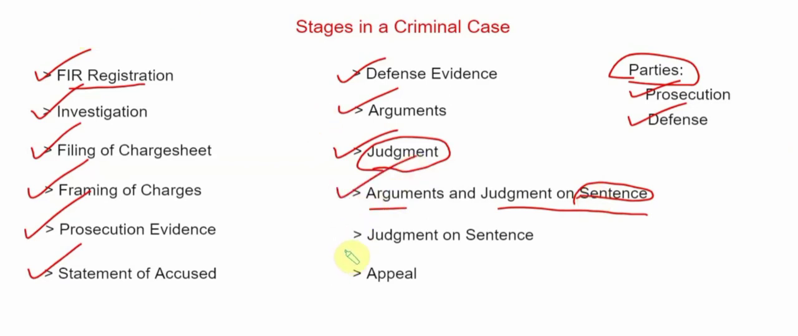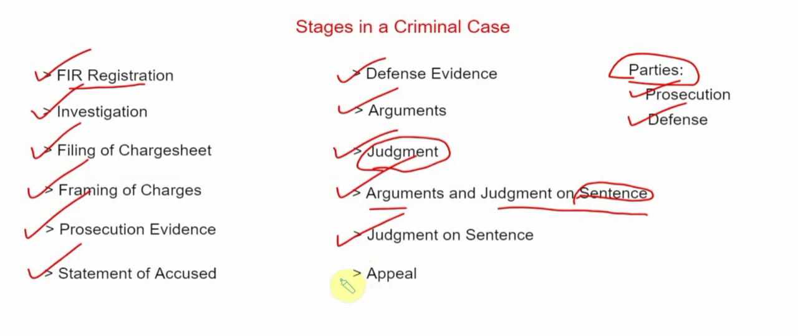And the last part is appeal, but before that the court will give you the judgment on sentence. The court is going to justify that this person has done it so many times, so I'm going to give him the maximum sentence, or this person has done it for the first time, so I'm going to give him the minimum sentence, or I'm just going to give him a fine. All this will happen in the judgment on the sentence after he is proven guilty.